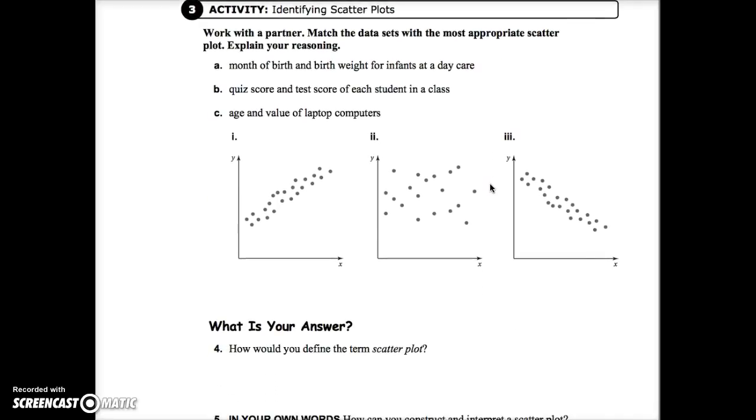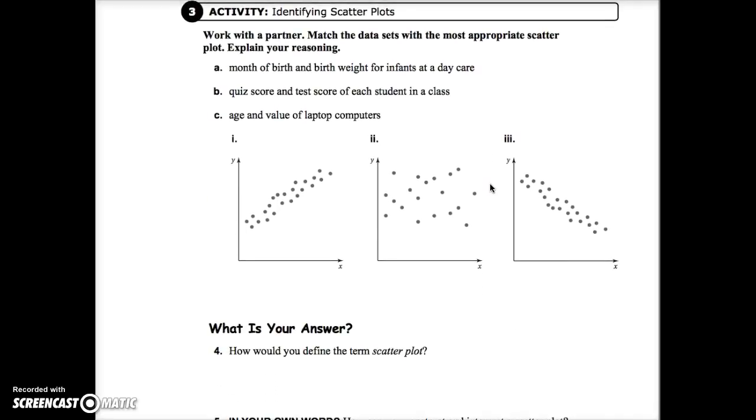Okay, activity 3. Match the data sets with the most appropriate scatter plot. Explain your reasoning. So we have the month of birth and the birth weight for infants at a daycare. Now, if you think about a month you were born and how much you weighed, there is really no correlation to those whatsoever. Your weight and your height could be, but not when you were born. So this is going to be graph 2, because notice it's kind of scattered everywhere.